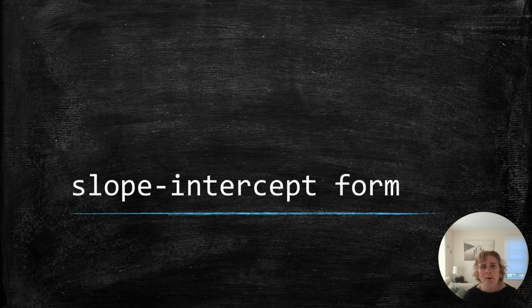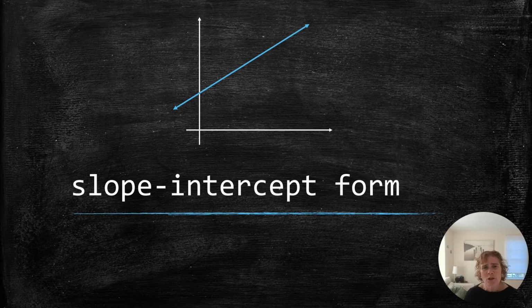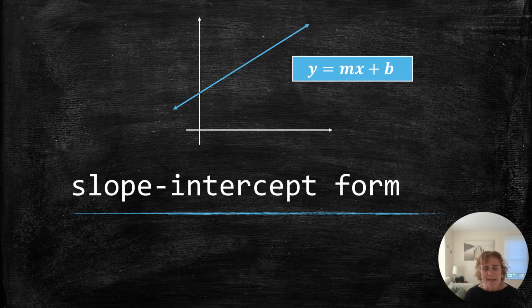In this video, we will learn the ins and outs of slope-intercept form. For those of you who have never heard of that term, it's a way to write the equation of a line, a linear relationship, and it's of the form y equals mx plus b. If you haven't heard of that, that's okay, because we're going to start from first principles.